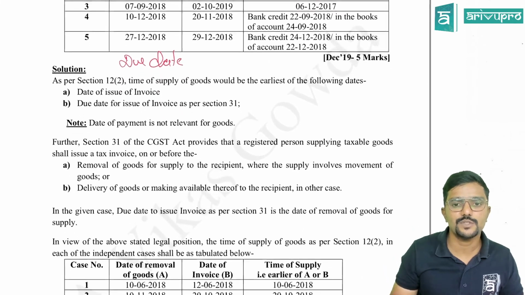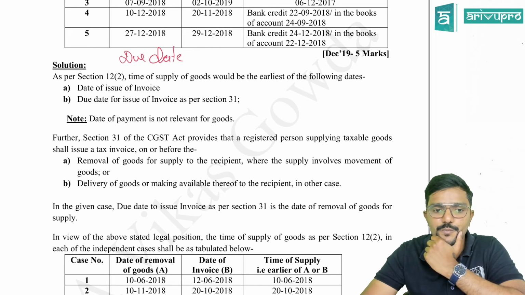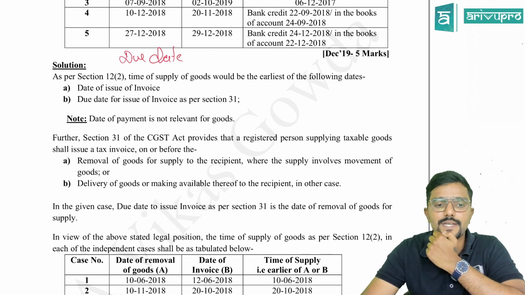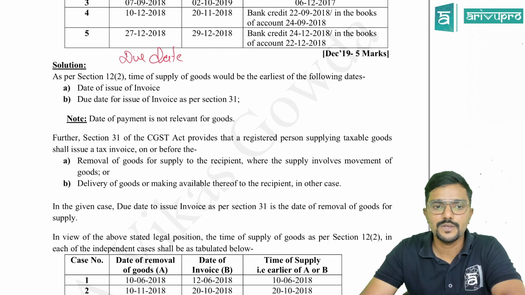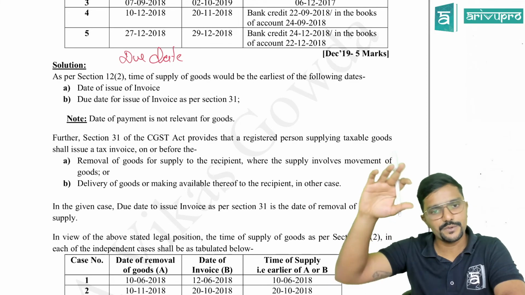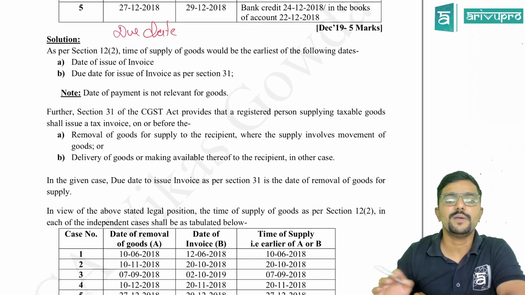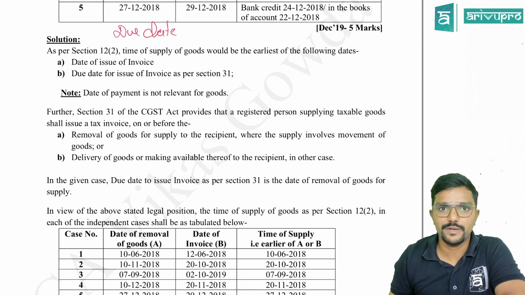It was asked in December 2019 for 5 marks, guys. As per section 12(2), the time of supply of goods would be the earliest of the following dates: date of issue of invoice or due date for issue of invoice as per section 31. That is, the due date to issue invoice is given in section 31. So note that date of payment is not relevant for goods. Better to give this note.